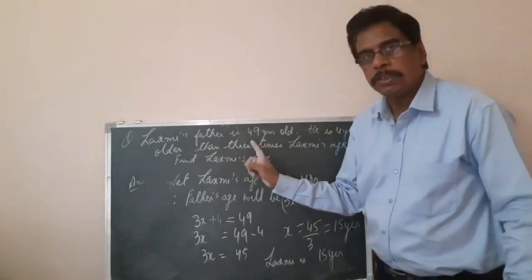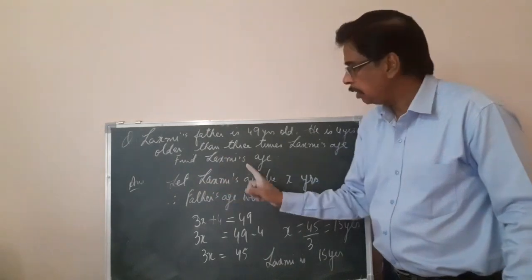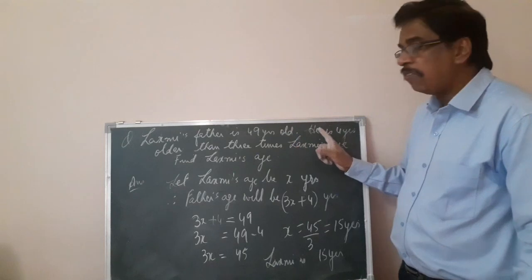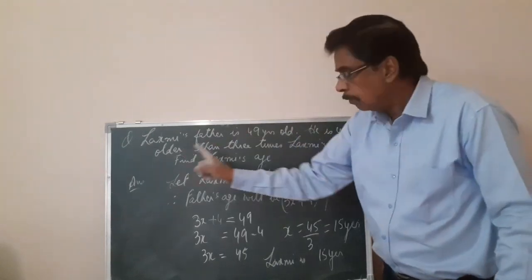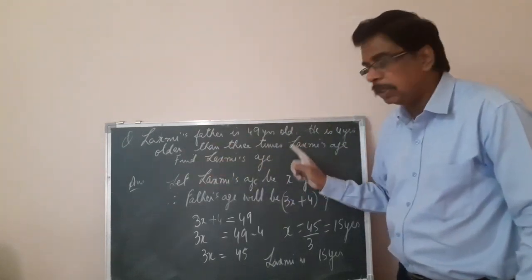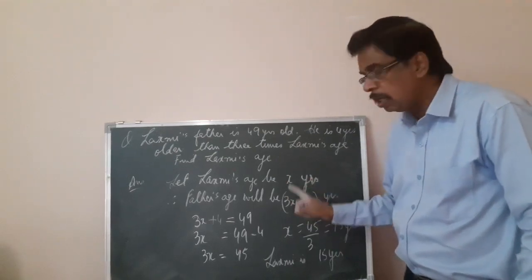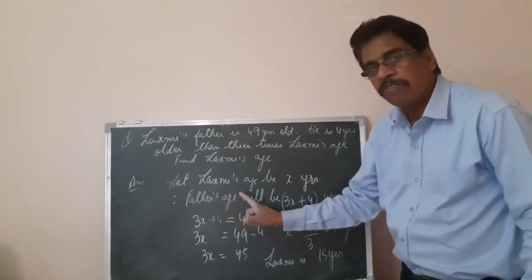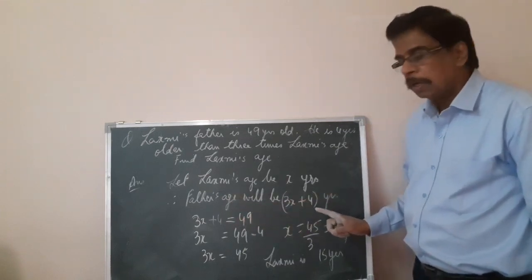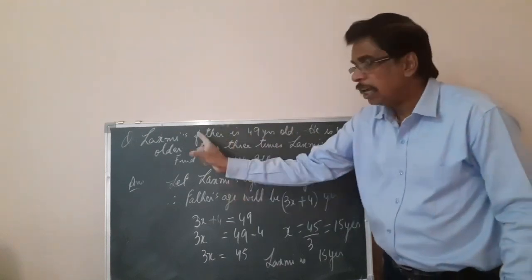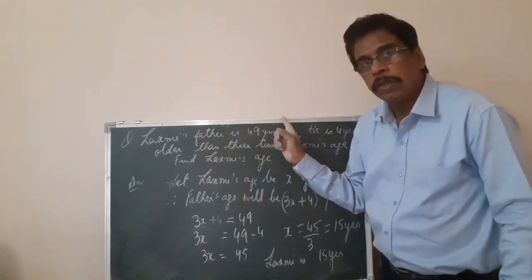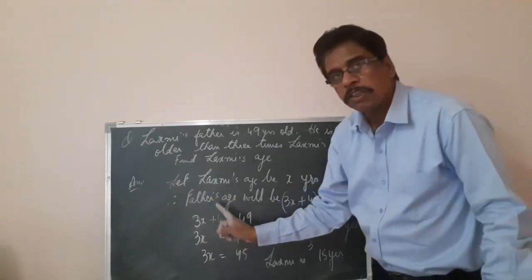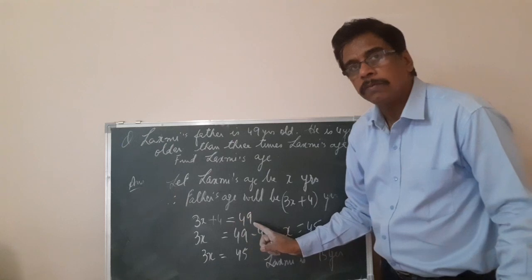Find Lakshmi's age. Let us suppose Lakshmi's age is x years. So the father's age will be given here. The father is 4 years older than 3 times Lakshmi's age. So 3 times Lakshmi's age will be 3x, and 4 years older, 3x plus 4. So this is the father's age, 3x plus 4. Now, it's also mentioned here, Lakshmi's father is 49 years old. And we have Lakshmi's father's age as 3x plus 4. So 3x plus 4 is equal to 49.